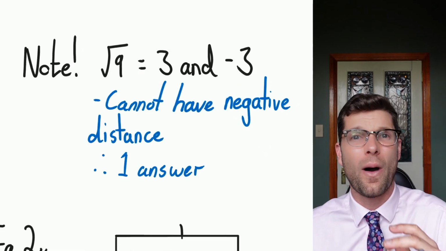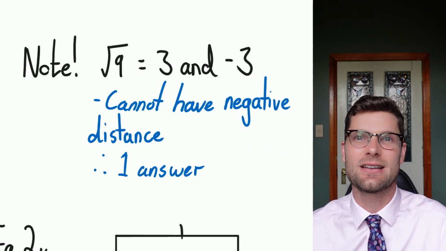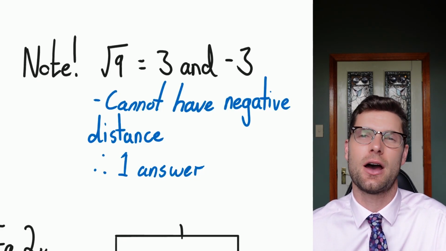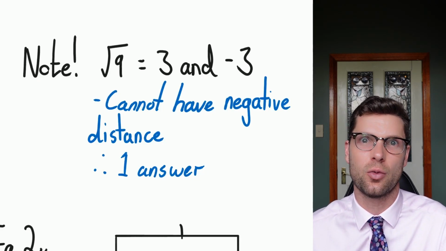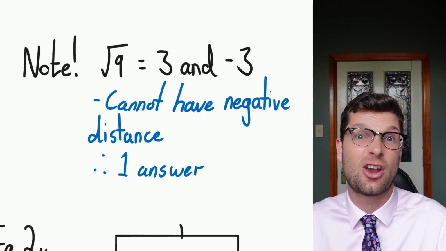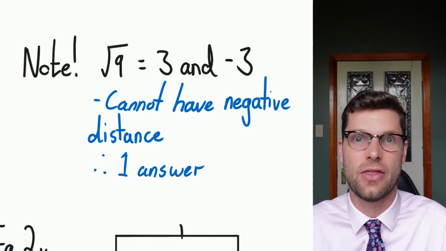That's all we've got to do. One thing we do have to be aware of is when we square root a number, we usually get 2 answers. That's because 3 times 3 is 9, but minus 3 times minus 3 is also 9 as well. But for these questions, we can just write down that one number because you can't have a negative distance. So 3 is the only answer that works.